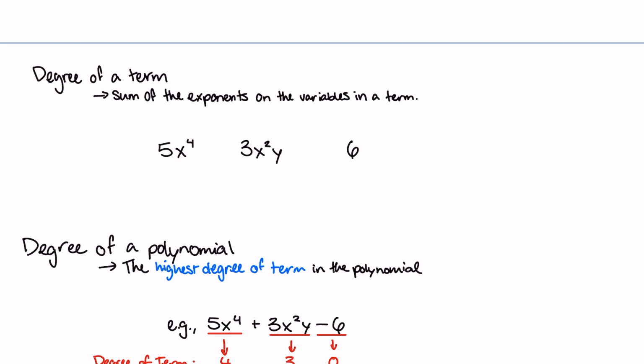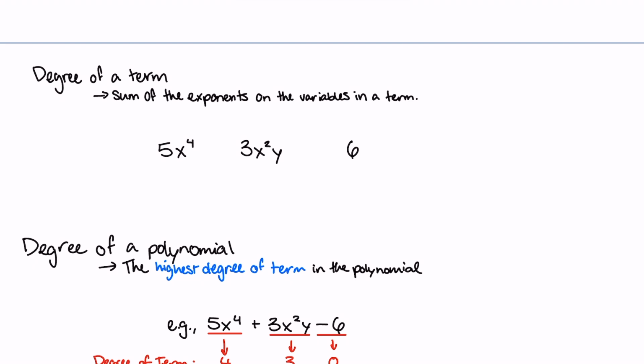Polynomials are classified in two ways: by the number of terms they have and by their degree. As I mentioned earlier, if a polynomial has one term, it is called a monomial. If it has two terms, it's a binomial. And if it has three, it's a trinomial. The degree of a polynomial, on the other hand, is determined by the term with the highest degree. The degree of a term is the sum of the exponents on the variables in a term.